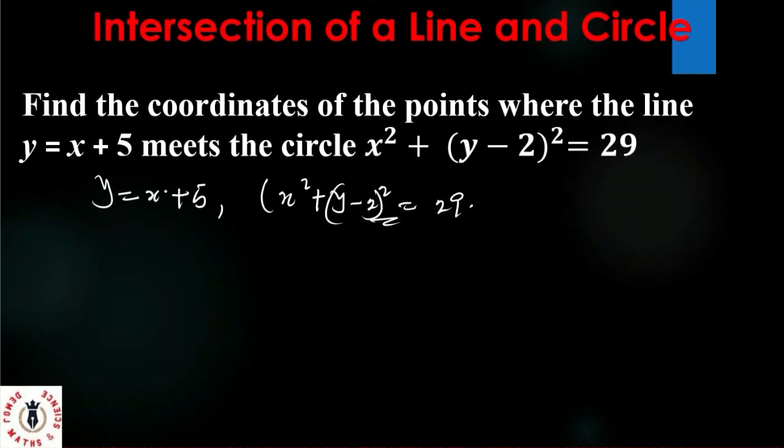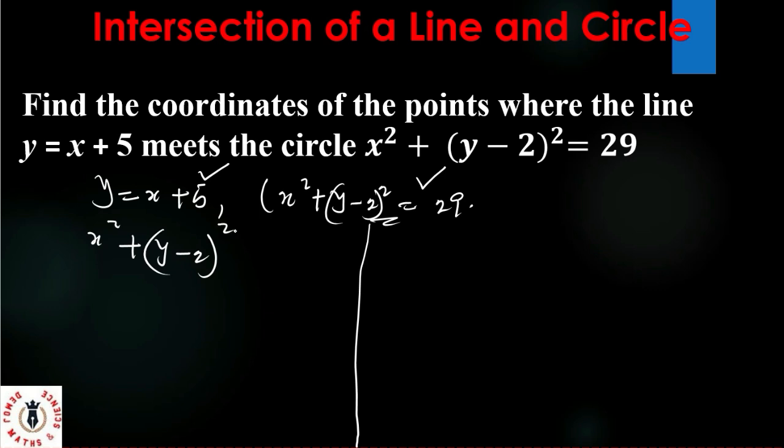Now, the equation of the line is given as y equals x plus 5, and the equation of the circle is given as x squared plus (y minus 2) all squared equals 29. The unique thing about the point where the line crosses the circle is that both y and x are equal, so we'll be using simultaneous equations. Let's call x squared plus (y minus 2) all squared equals 29 our equation 1, while y equals x plus 5, we call equation 2.